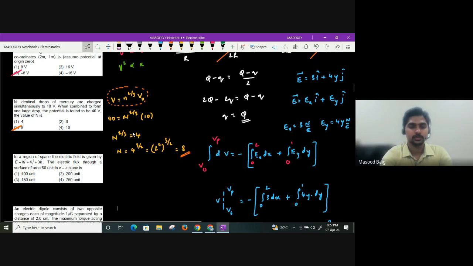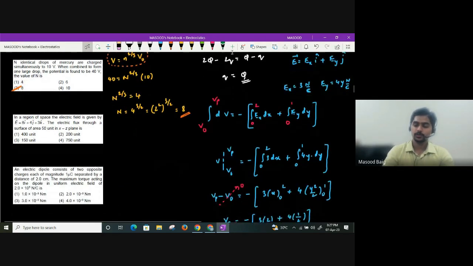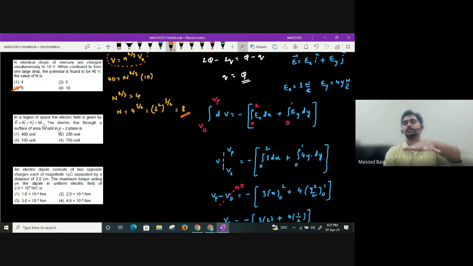Then now please try to understand, in a region of space, there is an electric field, it seems, guys: 8 i cap, 4 j cap, 3 k cap. Electric flux through a surface of area 50 units in XZ plane. Area is present in XZ plane. So what will the direction of area vector be? Area vector will always be perpendicular to the plane or not, guys? Yes or no?